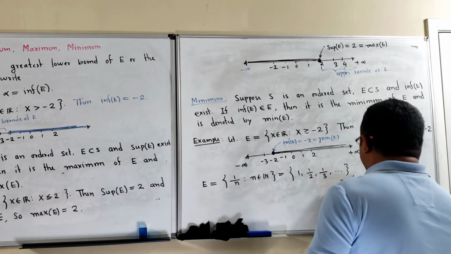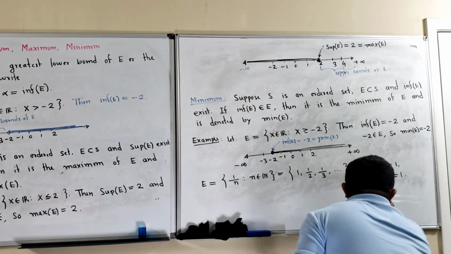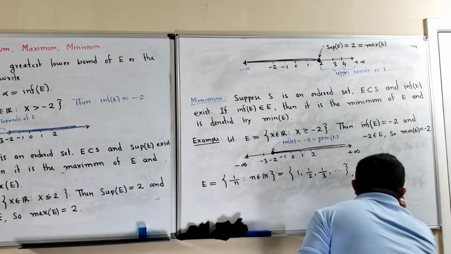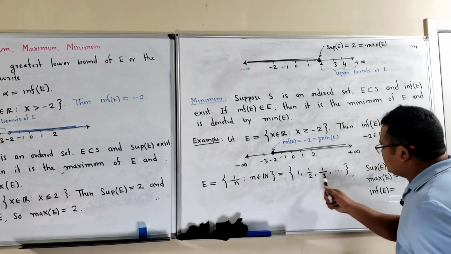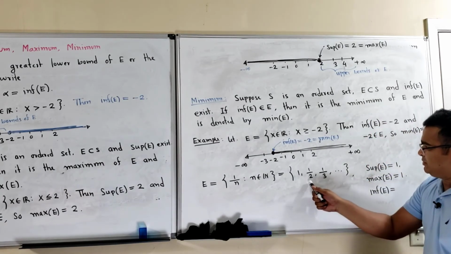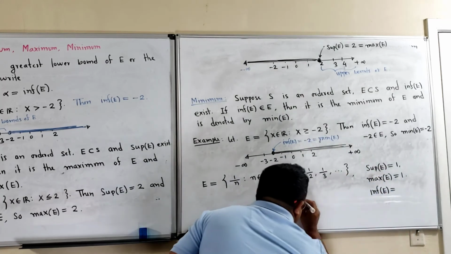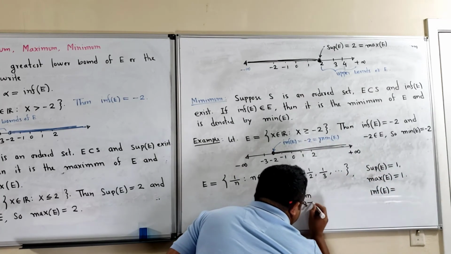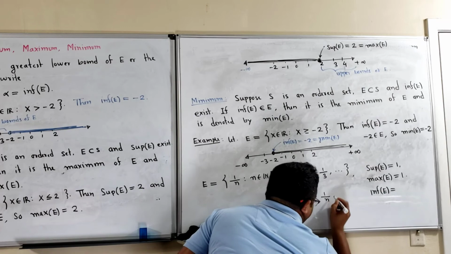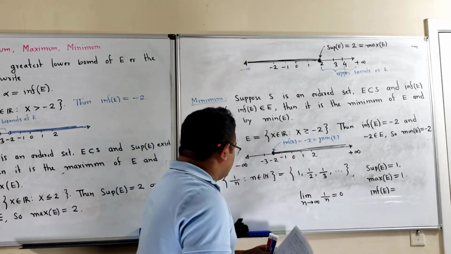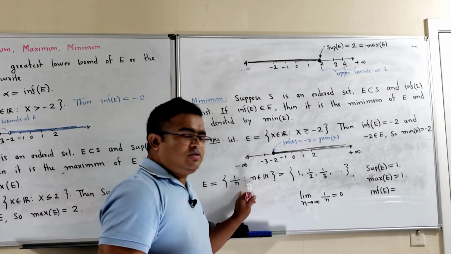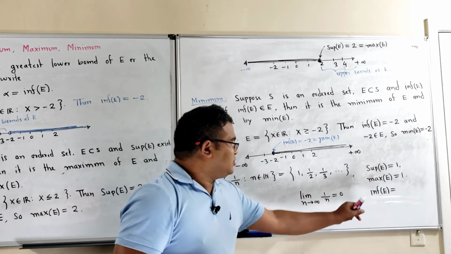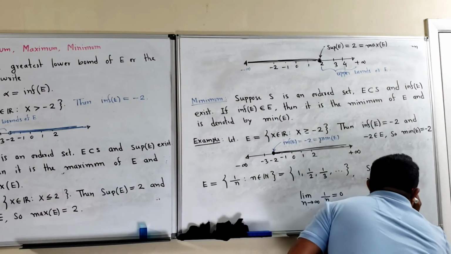Now what is the infimum of the set? The sequence is decreasing, and when n approaches infinity, 1 over n is 0. So for this set, what is the lowest value? The lowest value is 0, so its infimum is 0.